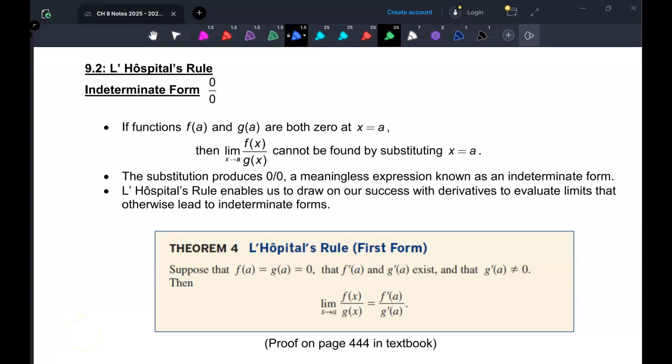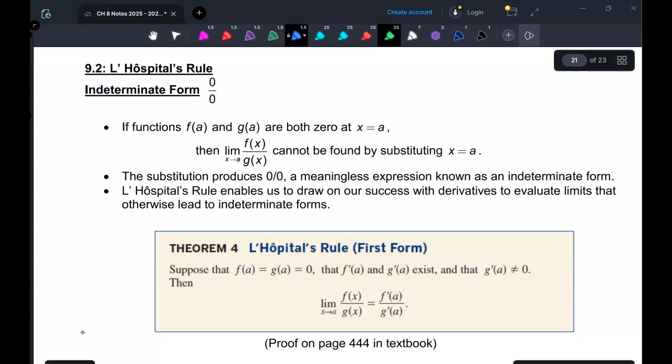Okay, so today we're going to take a look at L'Hopital's rule. This is the only section that we do from chapter 9, and it can actually be applied to a lot of the limit problems that we saw way back in chapters 2 and 3.